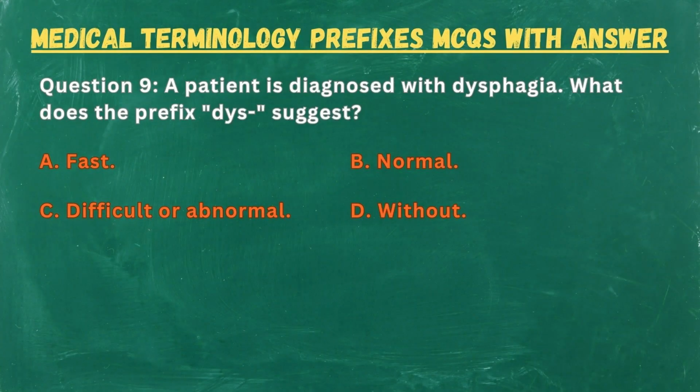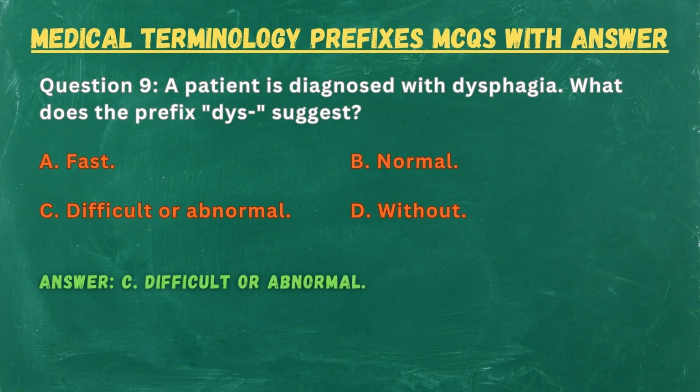Question 9. A patient is diagnosed with dysphagia. What does the prefix dys- suggest? A. Fast. B. Normal. C. Difficult or abnormal. D. Without. Answer: C. Difficult or abnormal.